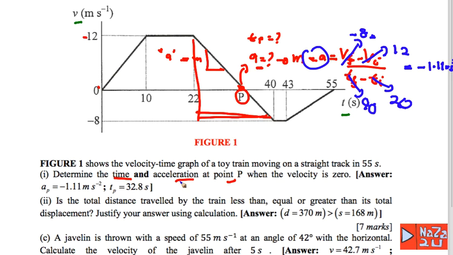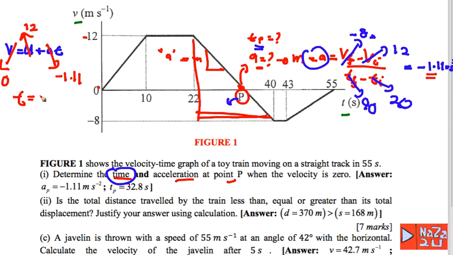The next question: what is the time t? Because this is 22, what is the value of t at the point P? We can use the linear motion equation, v equals u plus at, to calculate t. Because v final at the point P is equal to 0, initial u is equal to 12, and the acceleration from the first step is negative 1.11, right? And you can find the value of t. So t is 10.8 seconds at the point P.